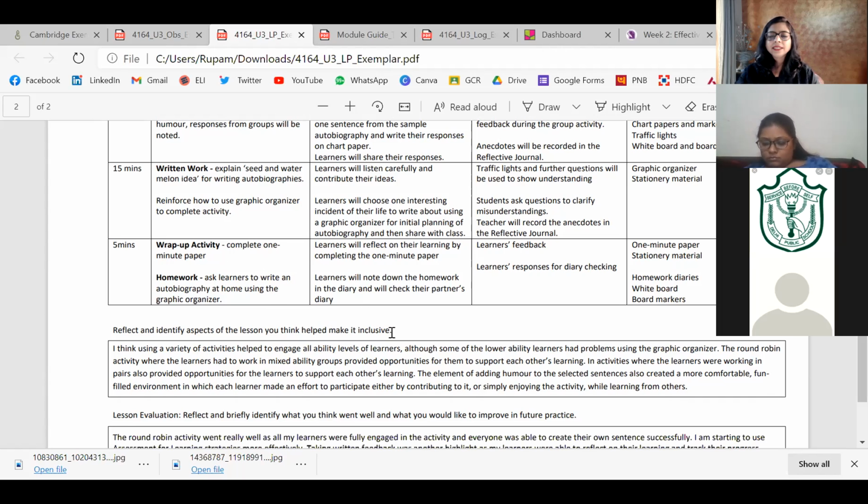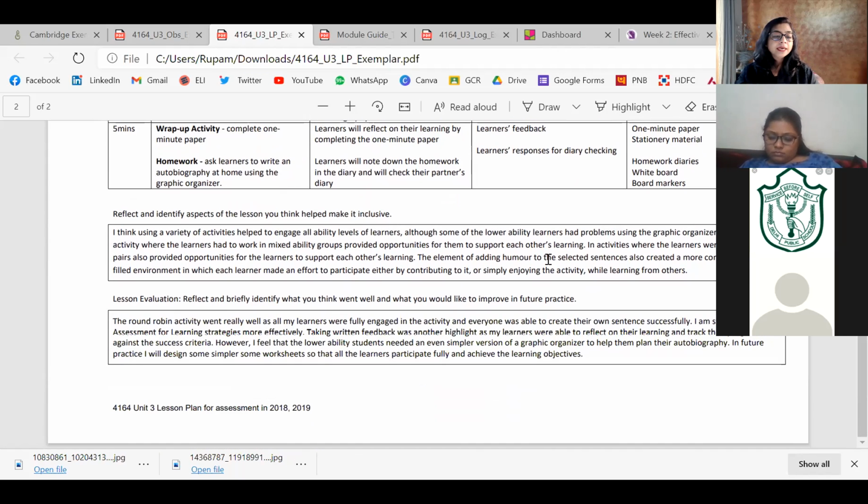And finally, there is this diary writing for homework. So they are supposed to be writing this piece of autobiography as homework and bring it the next day. Okay. Now, let's also read the teacher's reflection on how she tried to make this lesson inclusive. Okay. So I think using a variety of activities helped to engage all ability of learners.